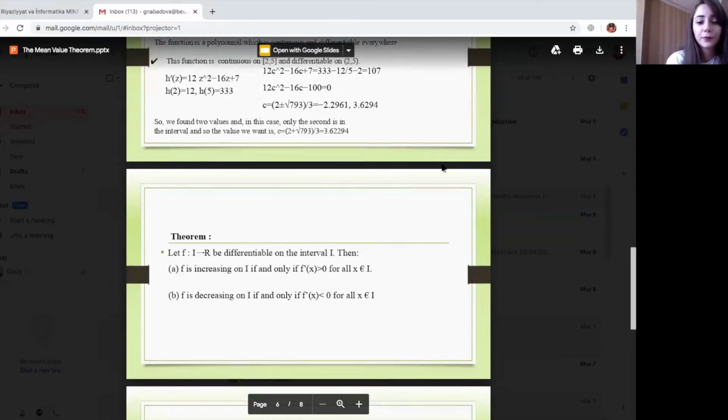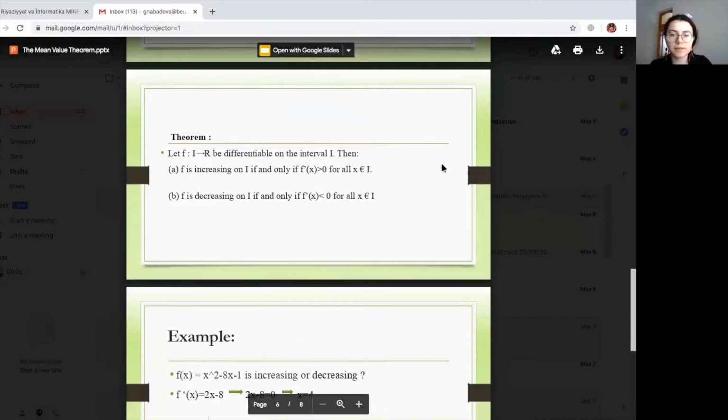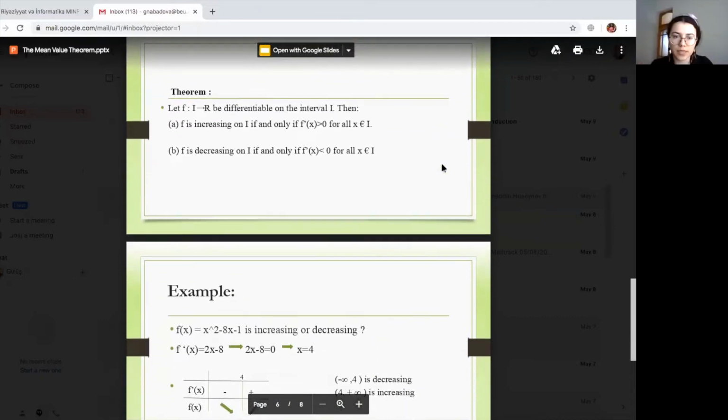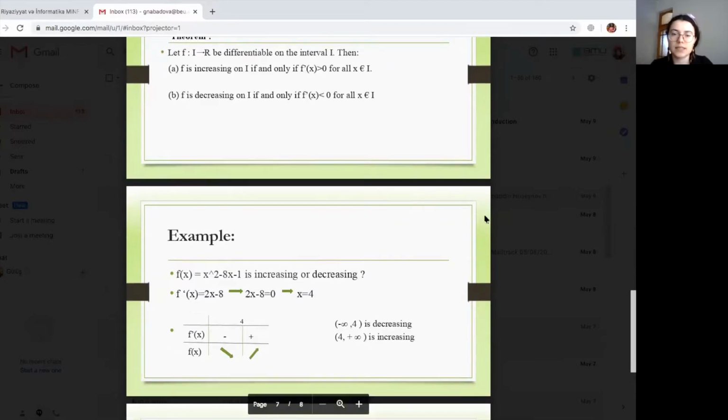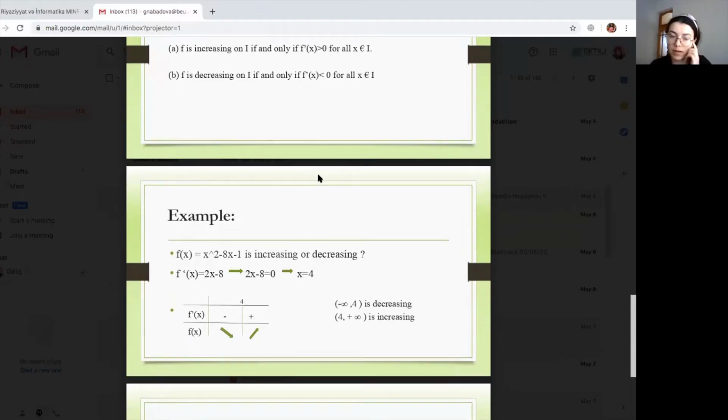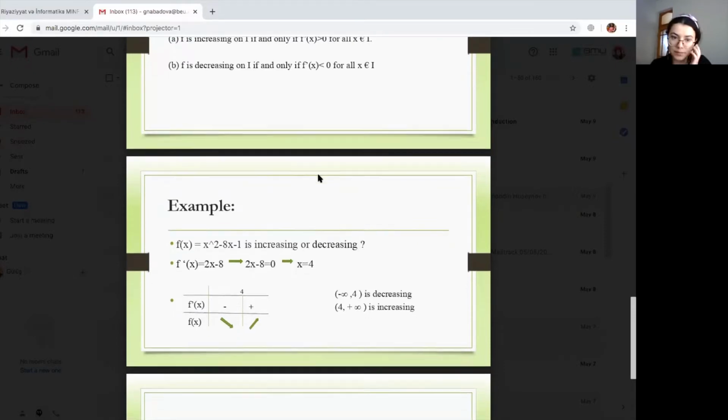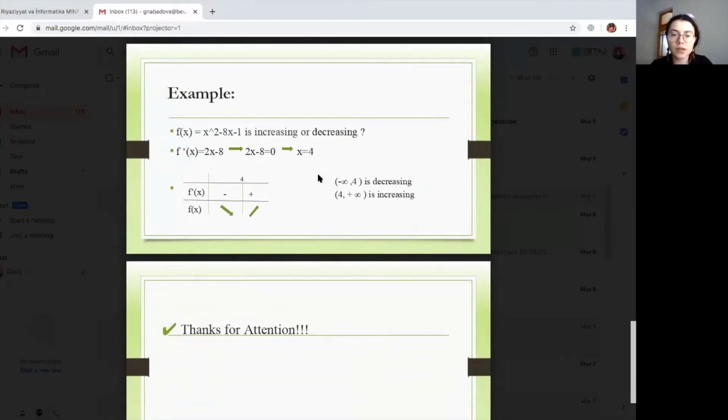Okay. Next theorem: let f: I to R be differentiable on the interval I. Then f is increasing on I if and only if the derivative f'(x) is bigger than 0 for all x in I, and f is decreasing on I if and only if the derivative f'(x) is less than 0 for all x in I. Example, f(x) is equal to... okay, Ayşe.